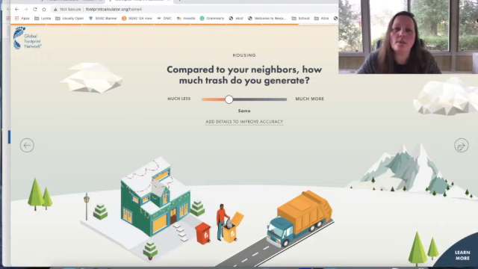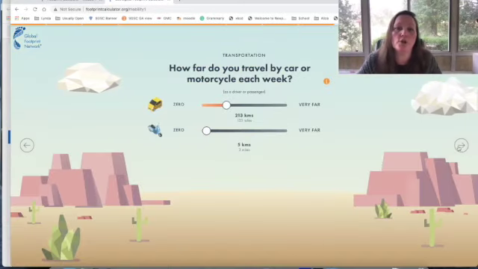Compared to your neighbors, how much trash do you generate? Less. We don't do a whole lot of garbage. How far do you travel by car or motorcycle each week?